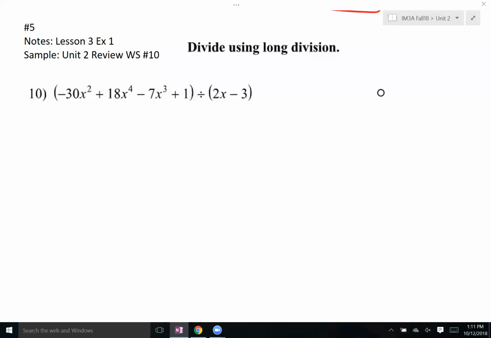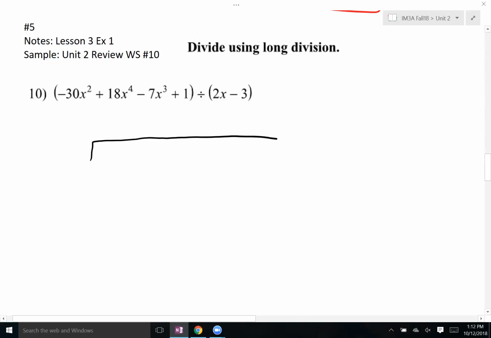The next question on the retake review goes along with problem 10 from the review worksheet, or lesson 3, example 1. This is where we have to divide using long division because the x has a coefficient. The first thing I need to check is my dividend in standard form, and is there anything missing? As I write it inside the division symbol, I need to put it in order.